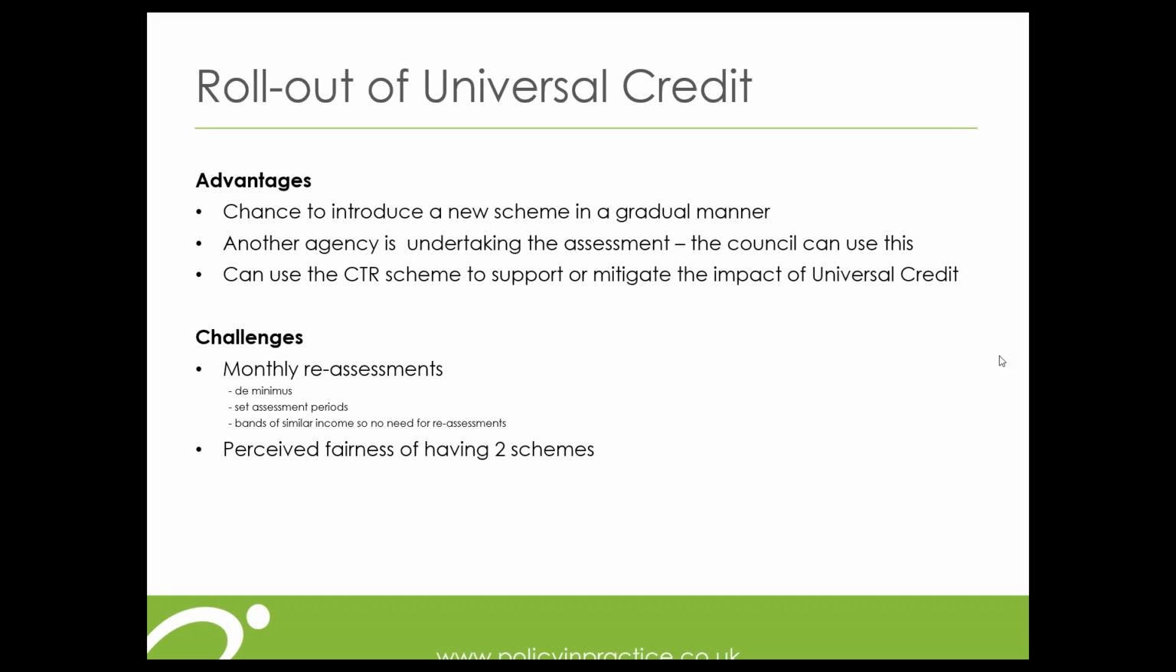The other advantage is you can use your CTR scheme to support or mitigate the impact of universal credit, depending on your local objectives. Obviously, alongside advantages, there are challenges, and the monthly reassessment is one we hear over and over again. If universal credit is changing monthly, which it will for many people, how do we ensure that we're not having to do reassessments monthly of CTR?